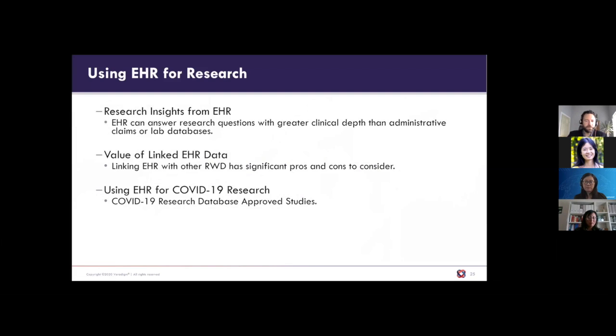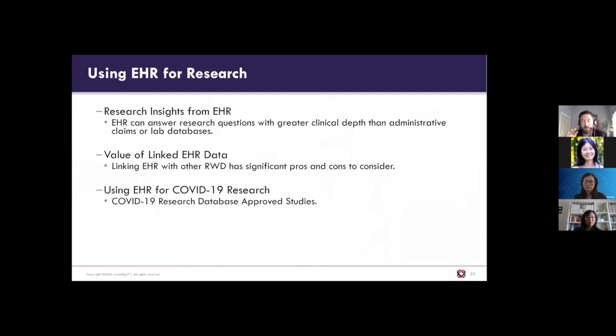Yes, thank you. For the next few minutes, I'm going to cover basically three main topics. First, I'll highlight a few case studies on research insights gained from our EHR data where we needed a greater clinical depth than we could get from claims data alone or a lab database alone.